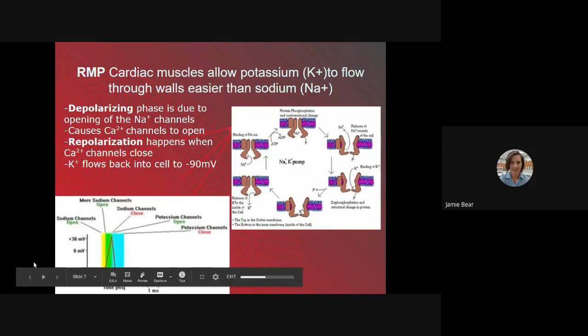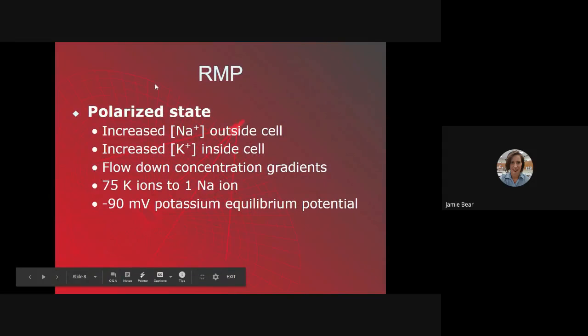Okay, so this is what we were just talking about: it's the potassium flowing through the walls as compared to sodium that causes that voltage and allows these action potentials to take place. So in the polarized state, and remember the polarized state means the most negative, that's when our cell stays at negative 90 millivolts.